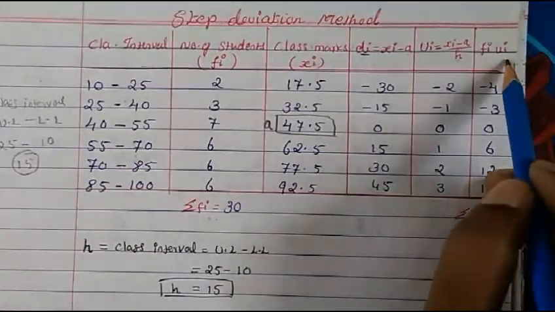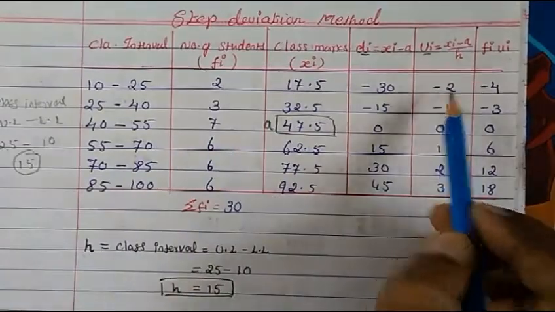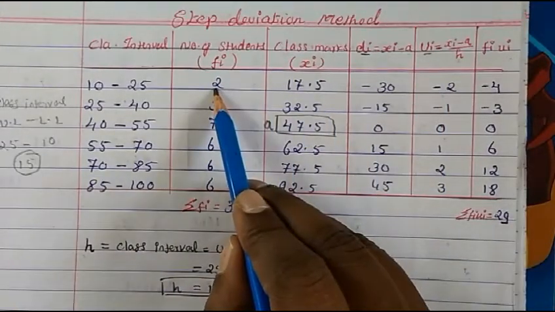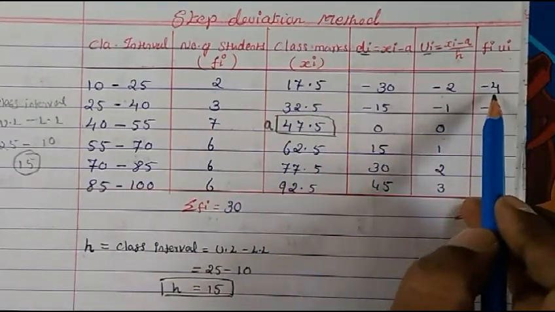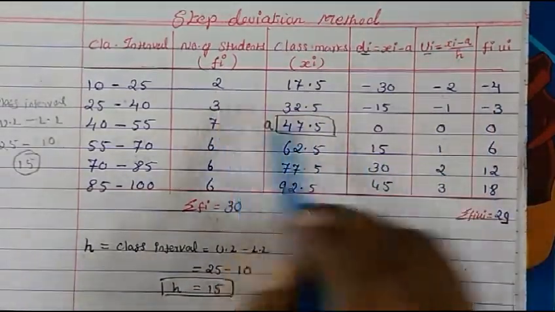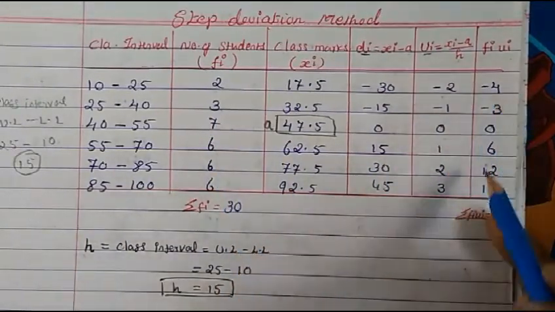Now fi and ui. Once you have found ui, then take fi and ui. You see the calculation has become an even smaller number to multiply. So 2 into minus 2 is minus 4. Like that you have to multiply fi and ui, fi and ui, fi ui. Like this you will multiply.